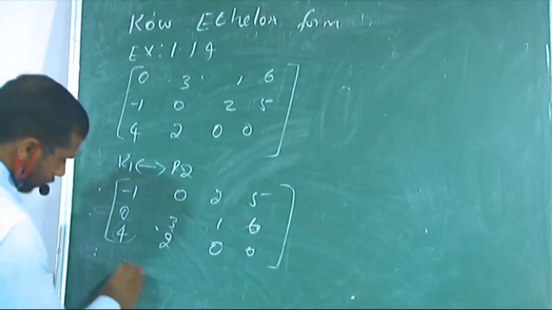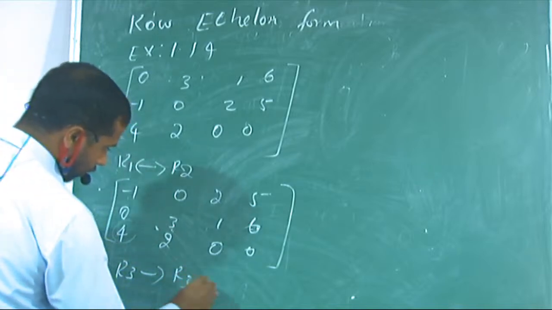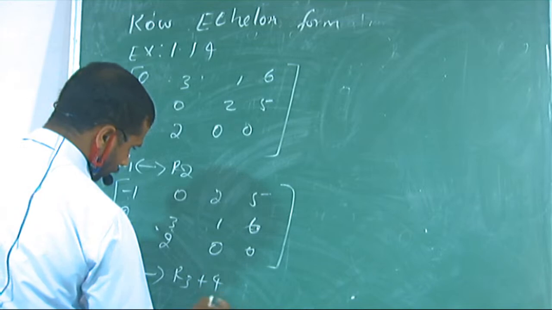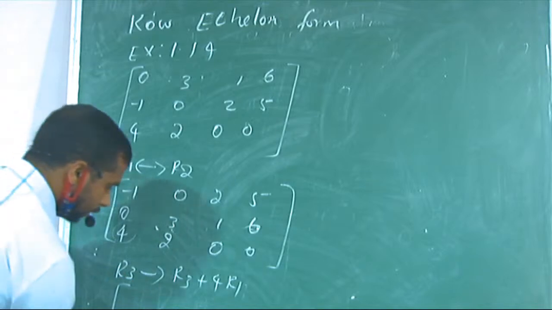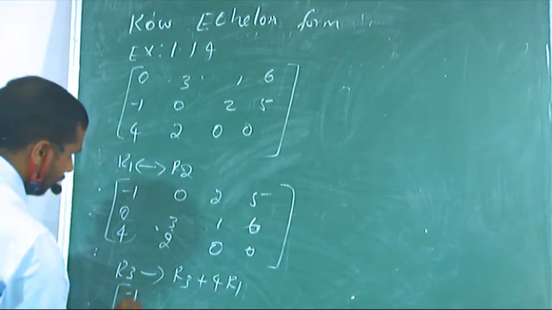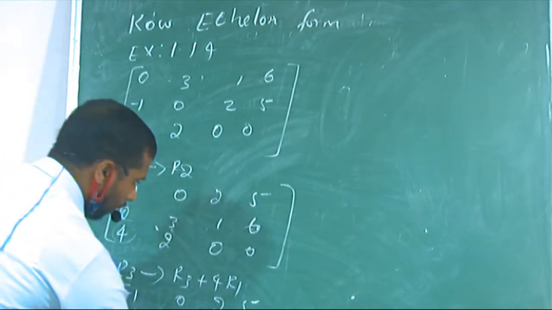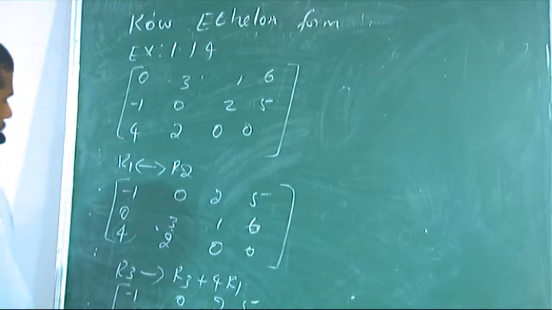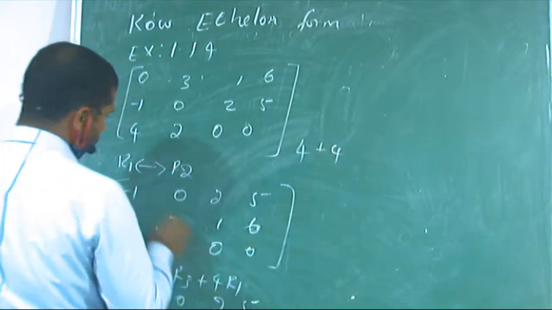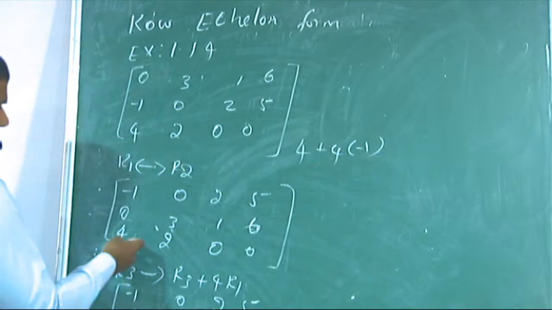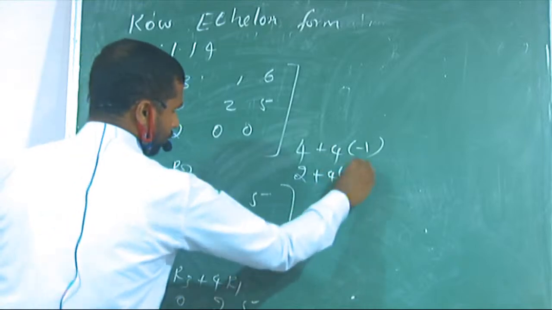What will happen? R3 we should compare with 4, so R3 plus 4 into R1. R1, R2 as it is. What is R1 actually? Minus 1 0 2 5. Then 0 3 1 6. R3 plus 4 into R1: R3 is 4, and 4 plus 4 into R1, which is minus 1. Next term, 2 compared with 0 means 0. Anyway, 0 term.